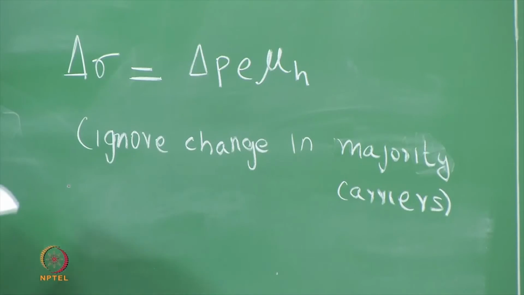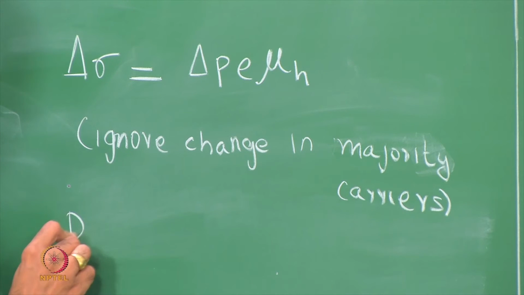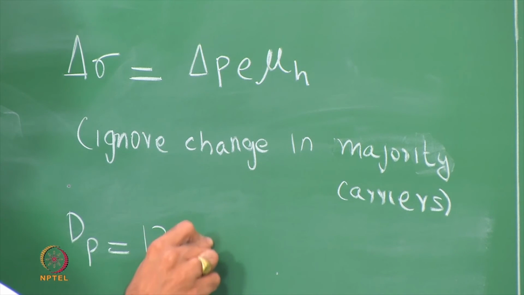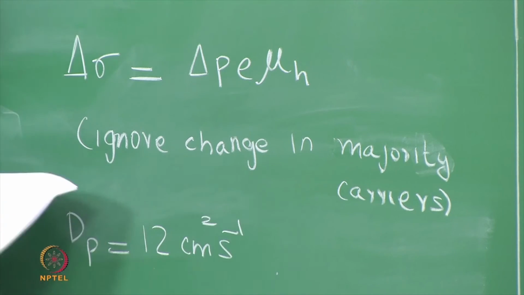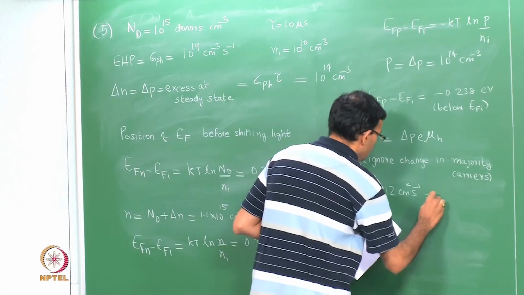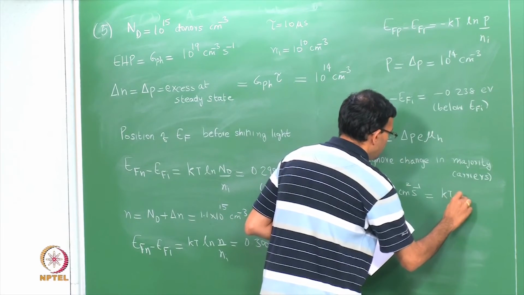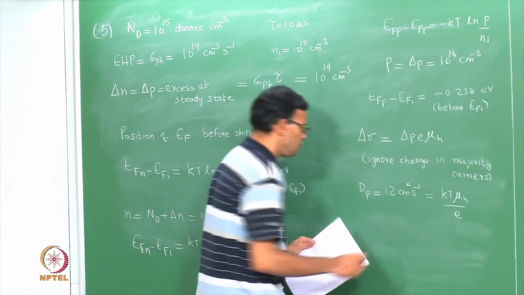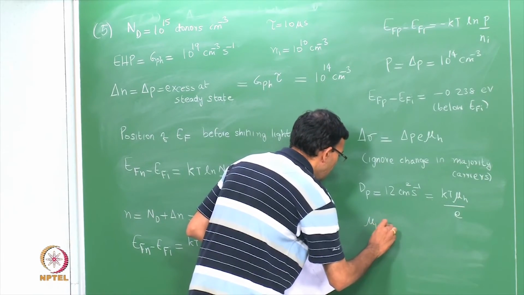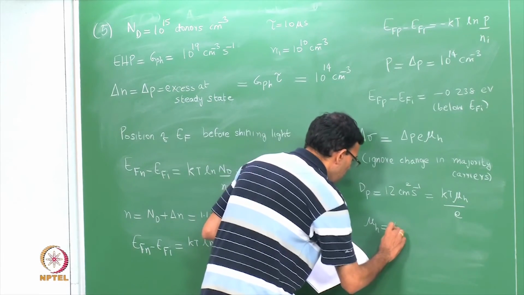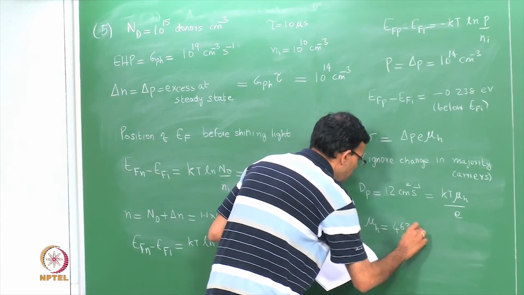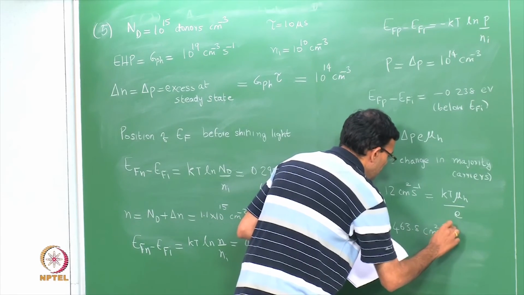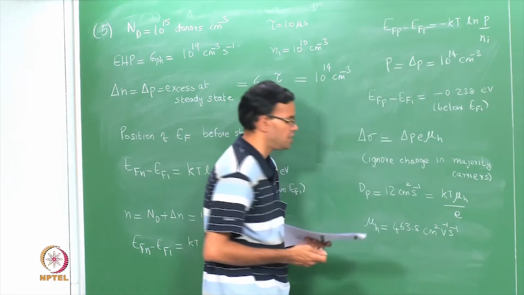Mu h is not known, but we do know the value of Dp. Dp is 12 centimeter square per second, and this is nothing but kT mu h over e. From this we can calculate the value for mu h. Mu h works out to be 463.8 centimeter square per volt per second.